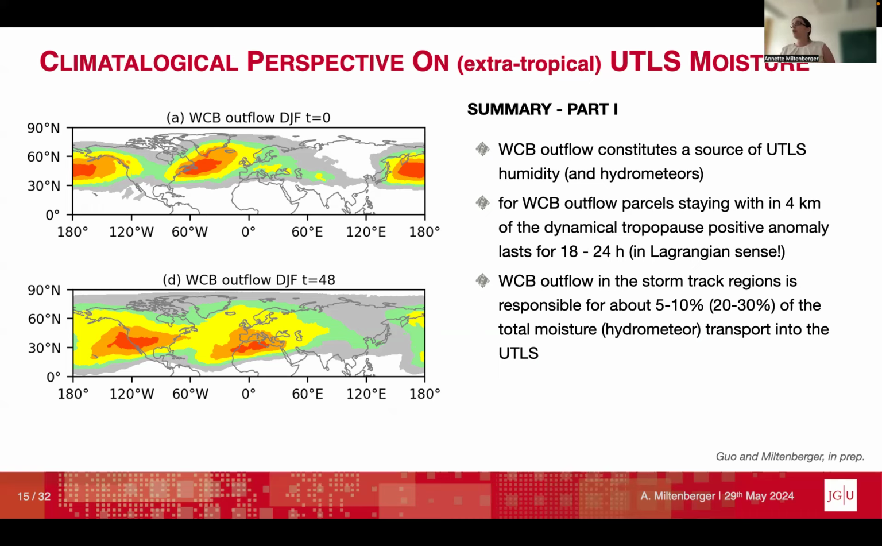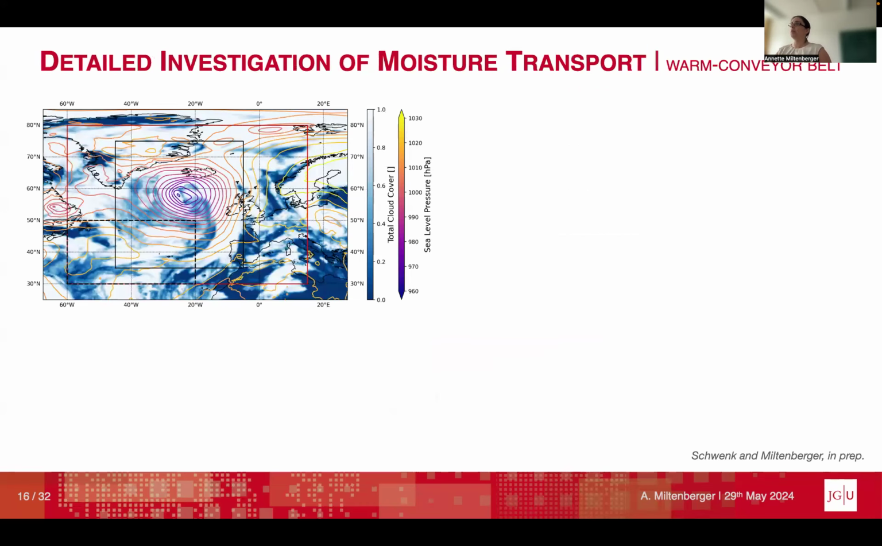The warm conveyor belt outflow passes staying within 4 kilometers of the dynamical tropopause have a positive humidity anomaly for 18 to 24 hours. And the warm conveyor belt outflow contributes 20 to 30% in the hydrometeor transport into the UTLS and about 5 to 10% for the total moisture. Okay, so these systems are important, but what actually controls how much moisture they are transporting upward?